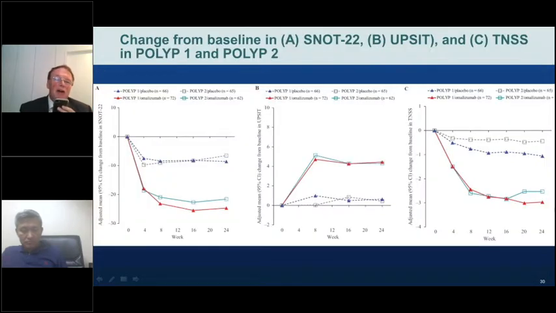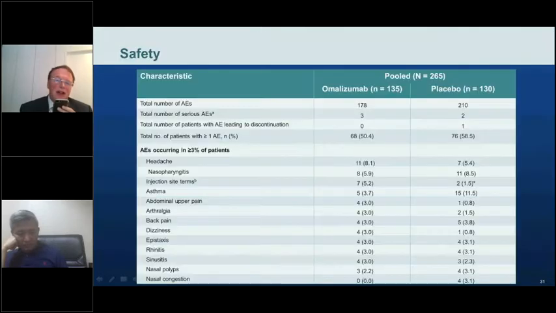We have an effect on smell also, the UPSIT, the total nasal symptom score, and of course SNOT-22 as a sort of quality of life parameter. And again, this drug is very well tolerable.